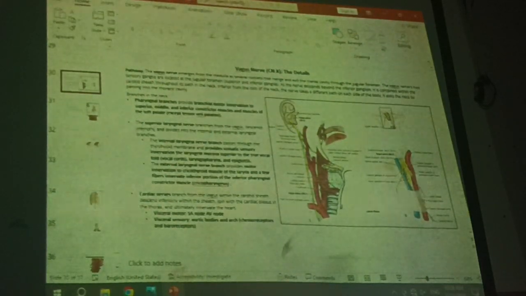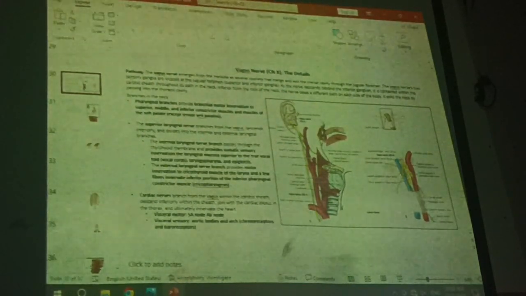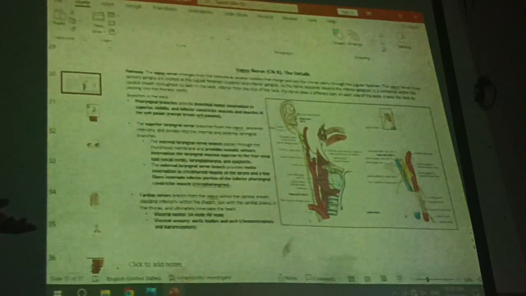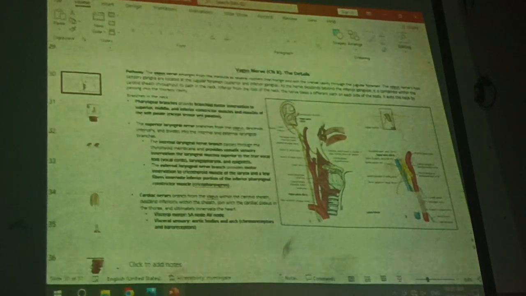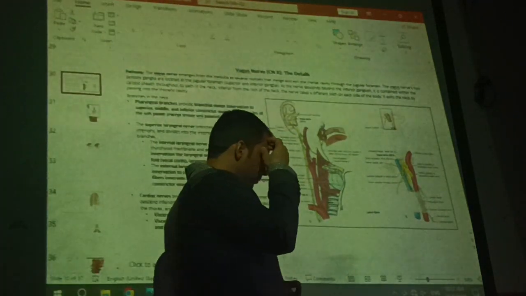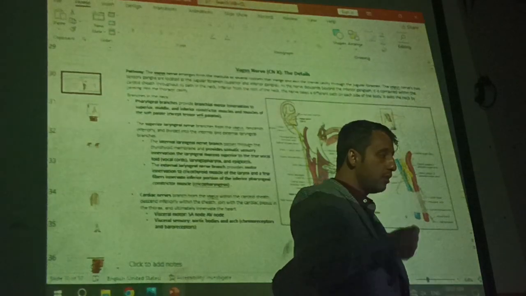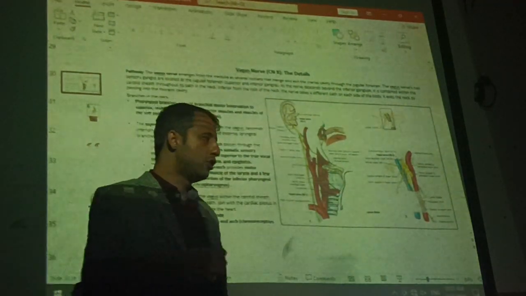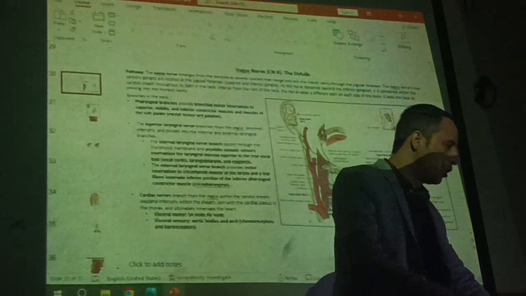Because in the right side, the subclavian artery is a branch of the brachiocephalic artery. Okay? It derives from the brachiocephalic artery at this level, at the level of the sternoclavicular joint. But the left subclavian artery is a branch of the aortic arch. Okay? So, it was the branch of the vagus nerve which derived in the carotid sheath.